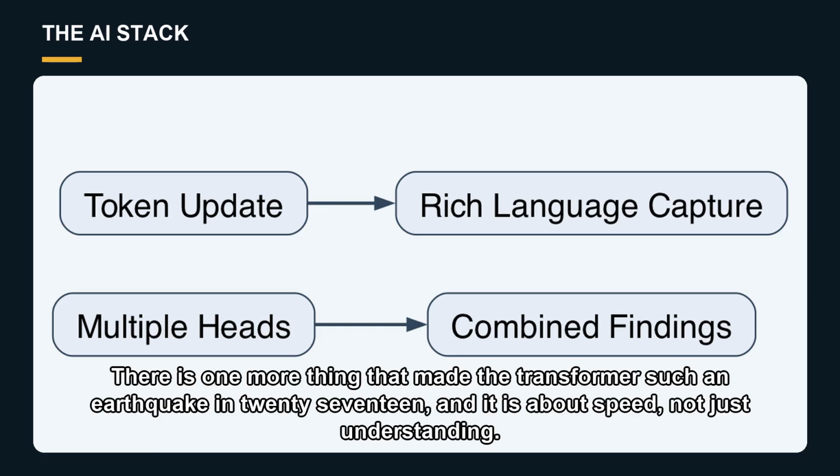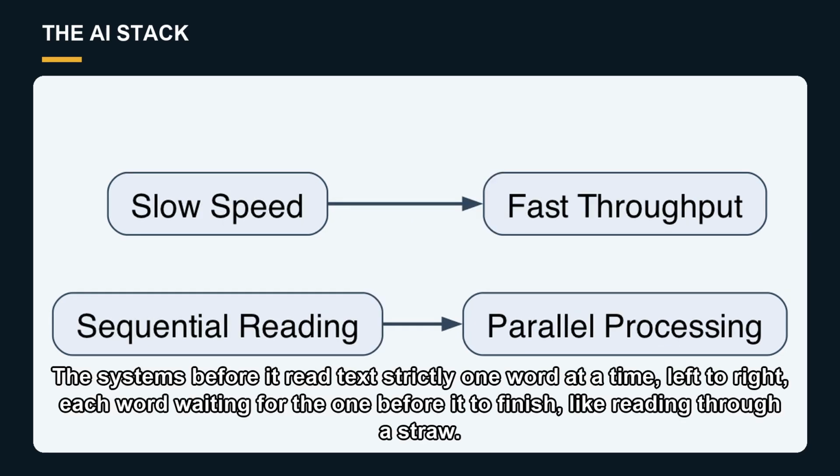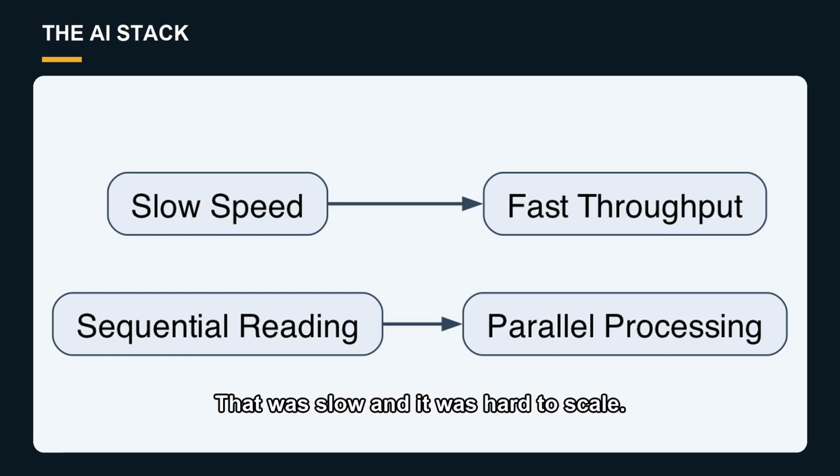There's one more thing that made the Transformer such an earthquake in 2017, and it is about speed, not just understanding. The systems before it read text strictly one word at a time, left to right, each word waiting for the one before it to finish. Like reading through a straw. That was slow, and it was hard to scale.